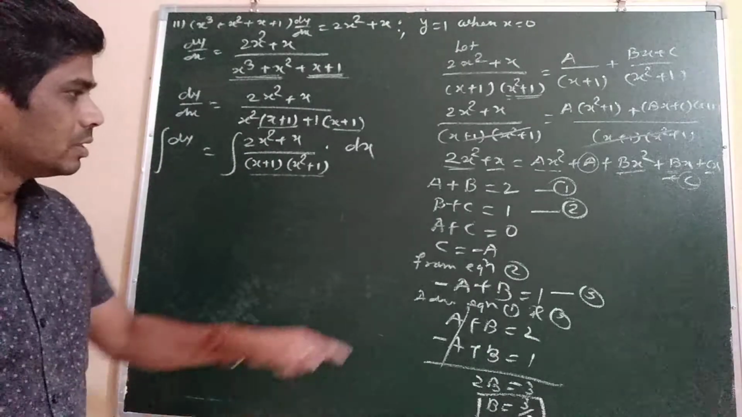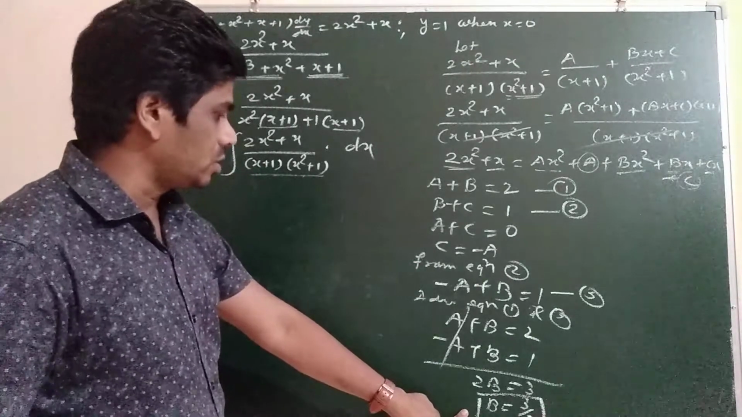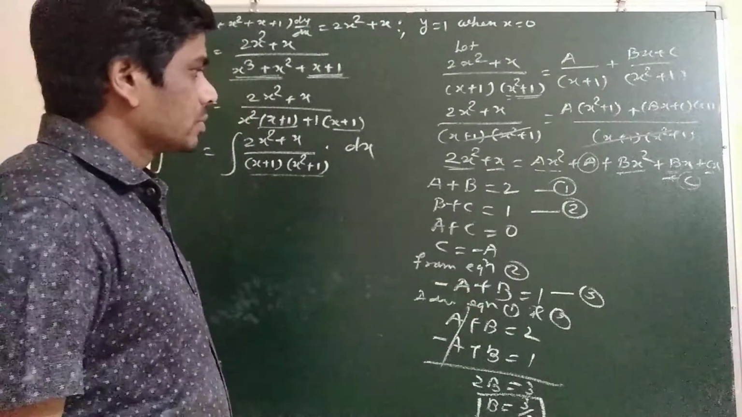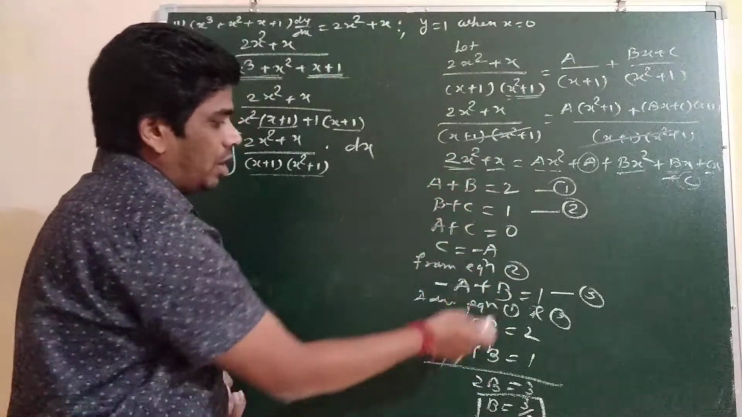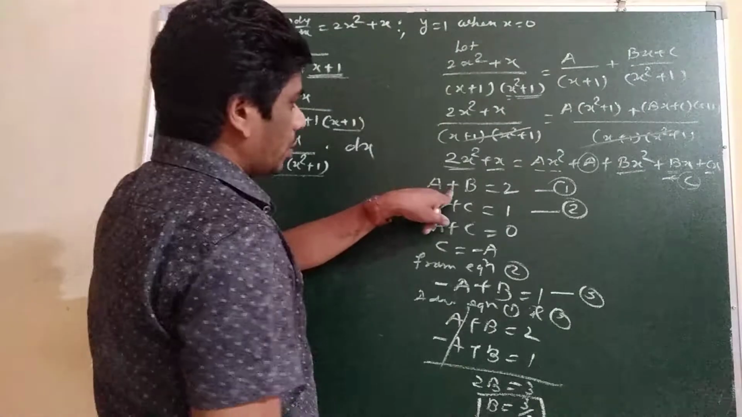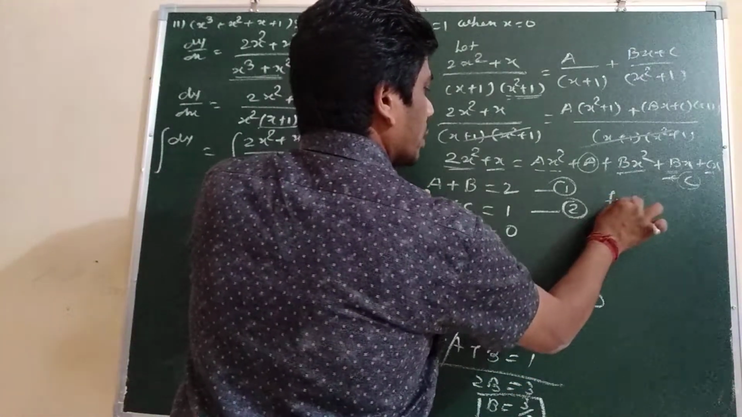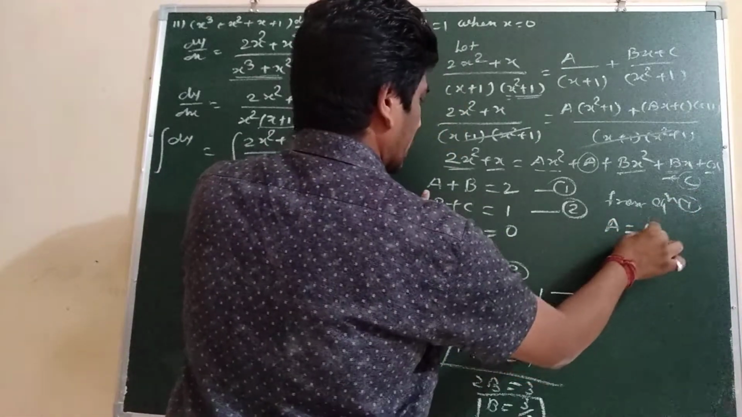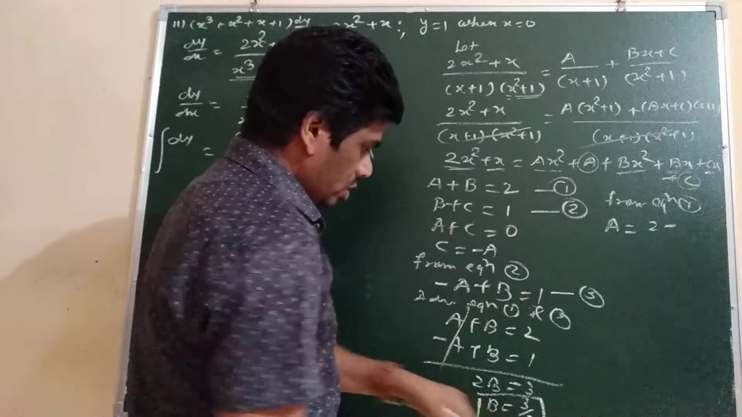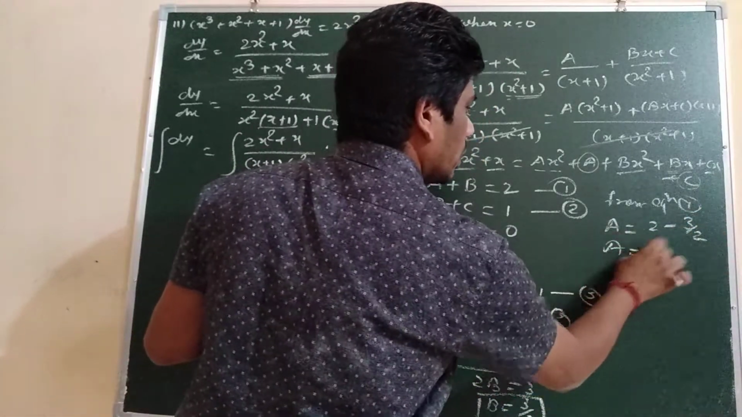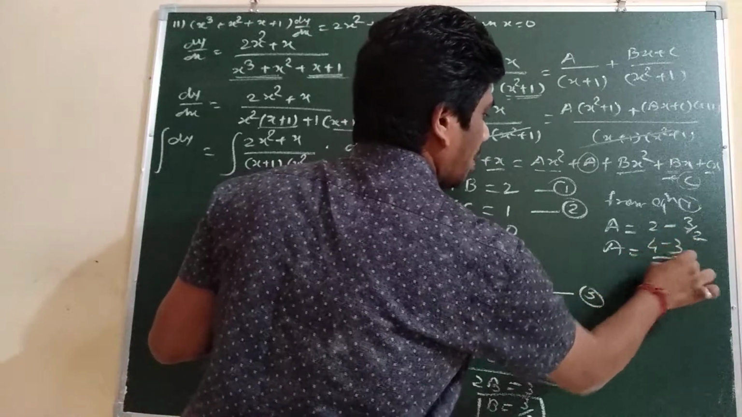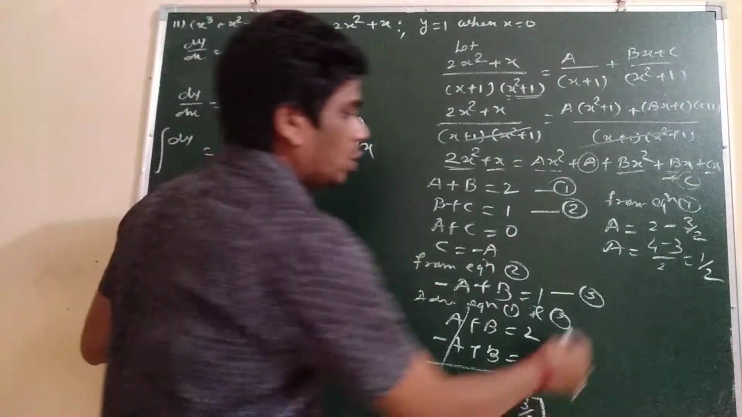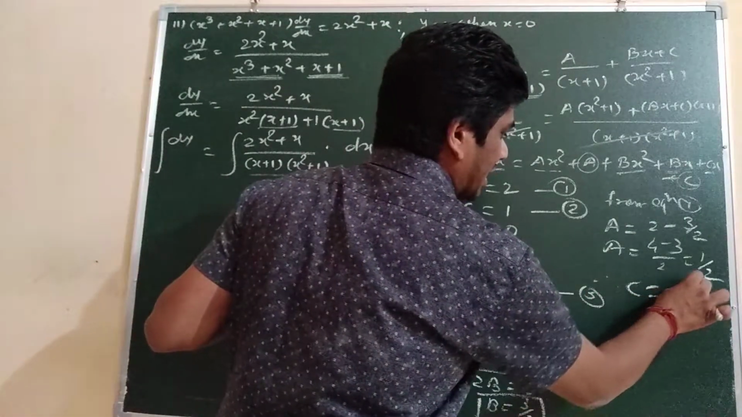Now we got b, which is 3 by 2. You can substitute it in either equation 1 or 3. In equation 1 we will substitute. From equation 1, A equals 2 minus b, which is 2 minus 3 by 2. 2 twos are 4, minus 3 upon 2, so A equals 1 upon 2. Since c equals minus A, c equals minus 1 upon 2.